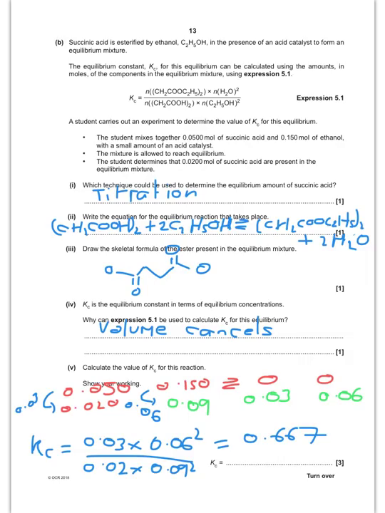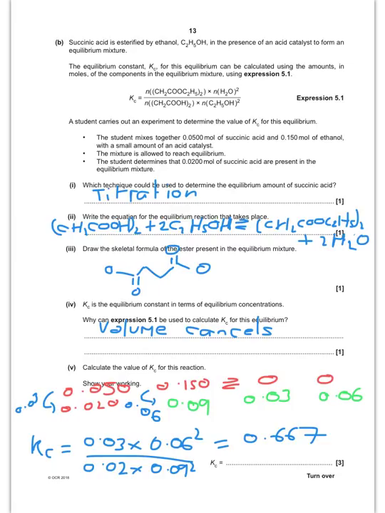So we move on to some Kc calculations now. So how could I determine the equilibrium amount of succinic acid? So you use titration for that, acid-base titration. Write an equation for the equilibrium that takes place.